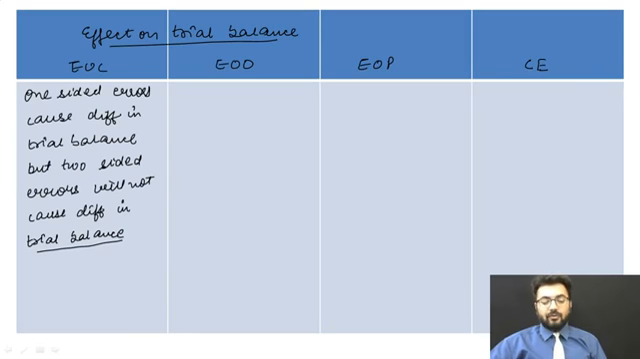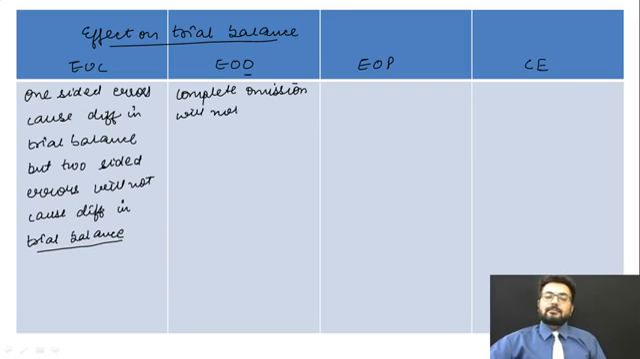EOO, errors of omission. Now, what does it mean? There are two kinds of omission. One is complete, that means total omission, and one is partial omission. Talking about complete omission, that you have basically forgotten to enter the total entry, complete omission will not affect trial balance.